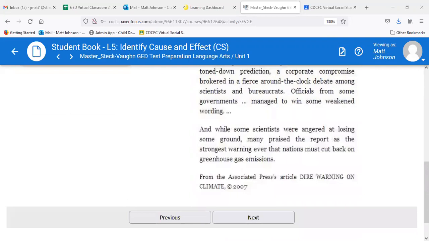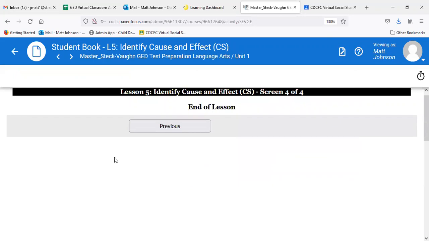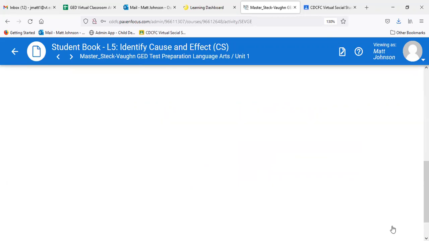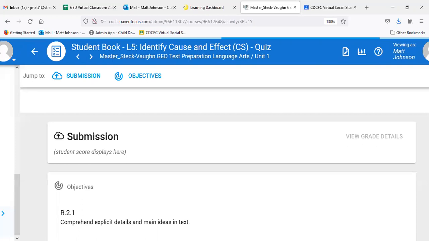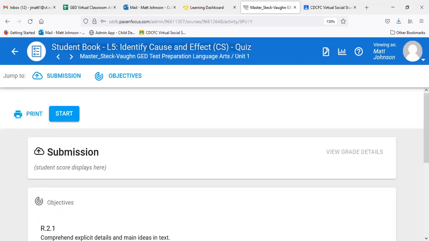So moving on, our slide. Okay, and next activity, moving over to the quiz. So let's make sure that we're on Unit 1, Lesson 5, Identify Cause and Effects quiz. And I will hit start.